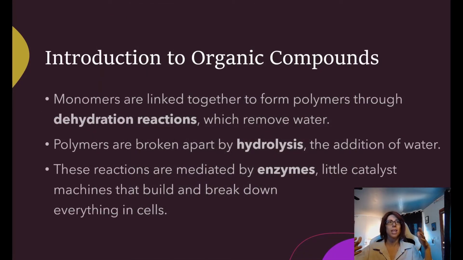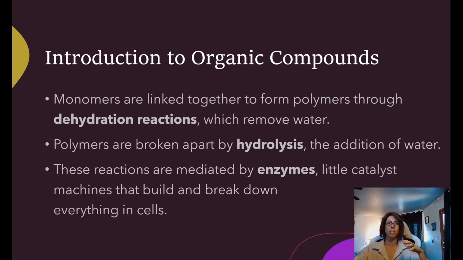So monomers are linked together to form polymers through dehydration reactions. This is the type of chemical reaction that causes one monomer to link up through covalent bonding with another monomer. And then these polymers can be broken down. I mean, this is what happens when you digest carbs and fats. You break down these large molecules into smaller ones, releasing energy from them as you do that. So polymers are broken apart by hydrolysis reactions.